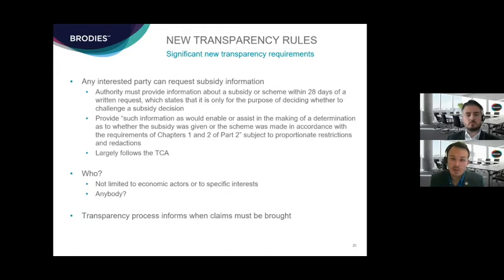We've made a point there. We will come back to this because it's a significant one: the transparency process informs the timetable within which a challenge can be brought. So the decision to use or not use the transparency process and to make a request will affect what the timetable is for a potential challenge, but we'll come back to that in a little sec.